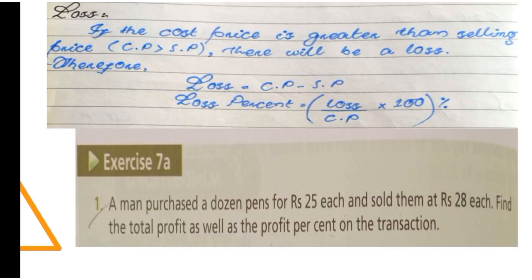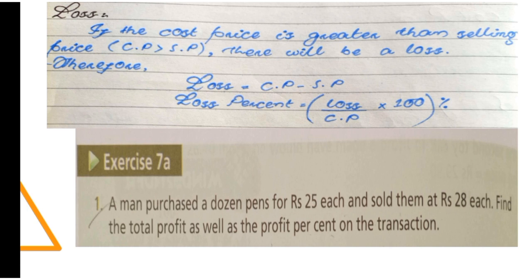Now, loss. If the cost price is greater than the selling price, that is, CP is greater than SP, then there will be a loss, and loss equals CP minus SP. And loss percentage equals loss divided by cost price multiplied by 100%. Now come to the exercise. Exercise 7A, question number 1.